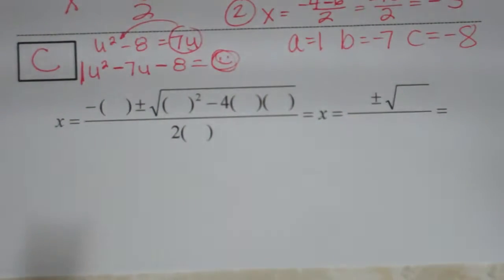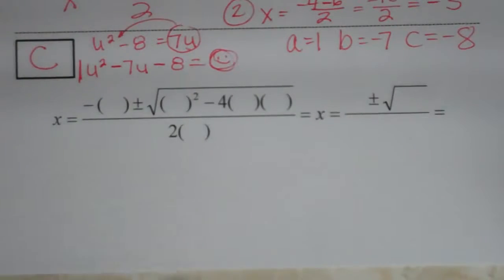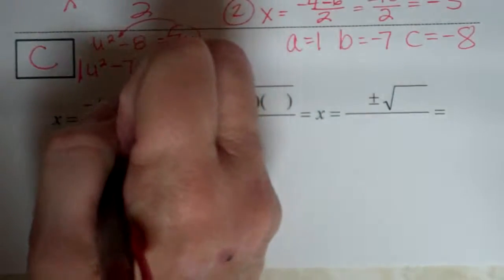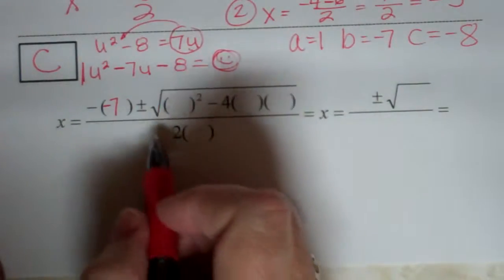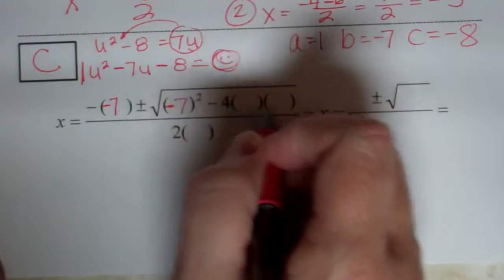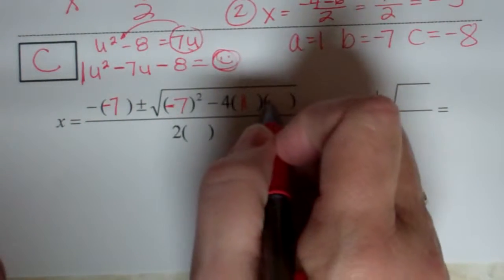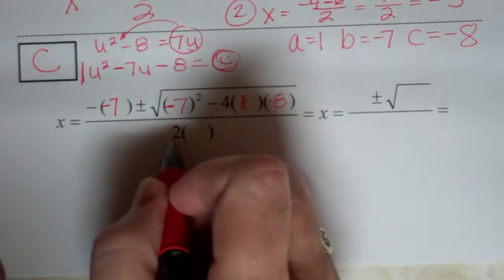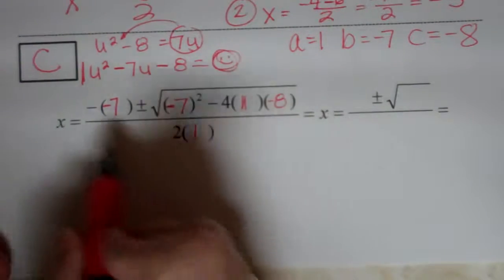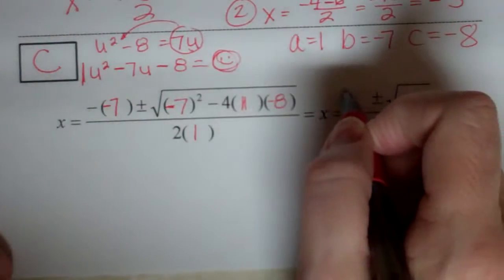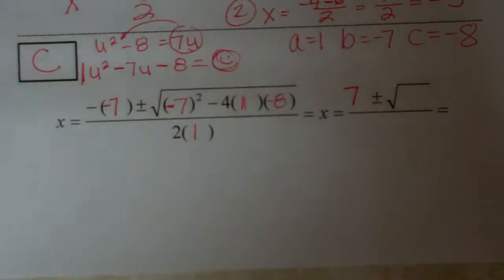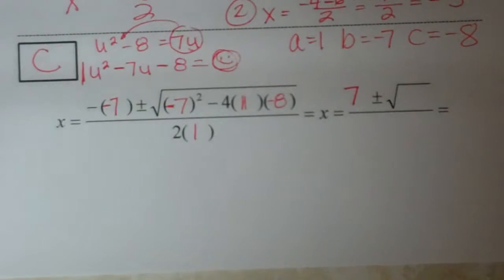And using my crutch, my training wheels here, x is equal to negative b, that's negative 7, plus or minus the square root of b squared, negative 7 squared, minus 4ac, a is 1, c is negative 8, all over 2a. I need a here, which is 1. So now, the negative of negative 7 is positive 7. I get out my calculator and I need to do that for a minute, 49.